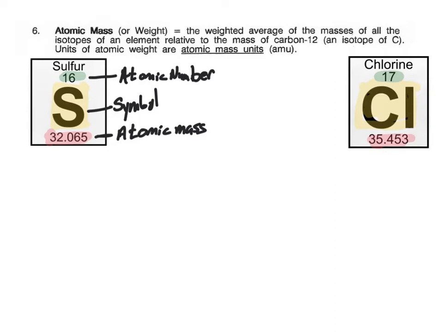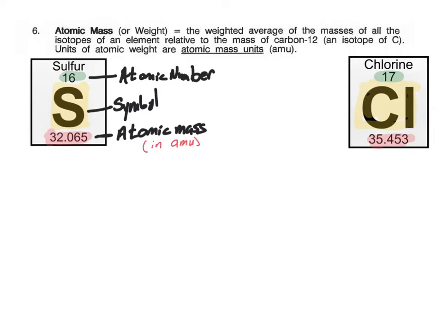The atomic mass, sometimes known as the atomic weight, is the weighted average of the masses of all of the isotopes of an element relative to the mass of carbon-12, which is an isotope of carbon. Those units are going to be atomic mass units. Well, that seems like a lot to say, so that's the definition.